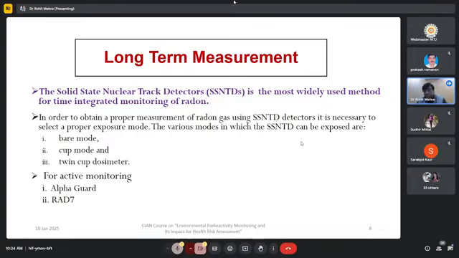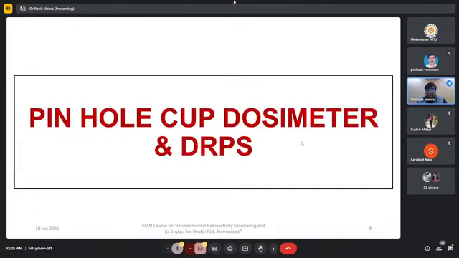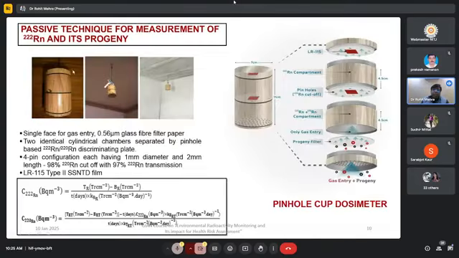So I will be telling you that again, it is a development in that stage where we in India have developed some of the detectors which are not only cheaper but giving you very accurate results of similar efficiency parameters. So these are the pinhole cup dosimeters and DRPS or DTPS, which have nowadays been developed. The detailed applications I have already discussed while I was telling you regarding the different techniques for the measurement of environmental radioactivity.